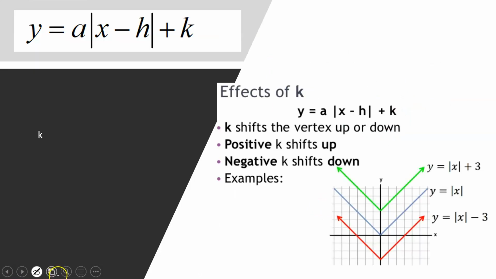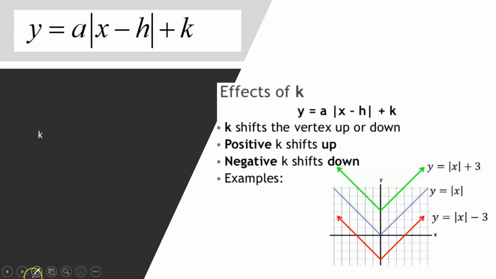The K shifts the vertex up or down. Positive K shifts it up. That's the green one. So if you add 3 outside the absolute value bars, it's going to shift compared to the parent, and a negative number shifts it down. So there's a negative 3 in the equation outside the bars, and that shifts the whole absolute value function down. This is just an overview. We're going to spend some more time with this.